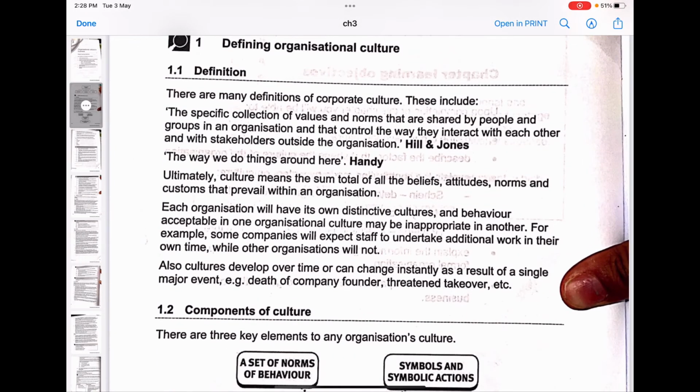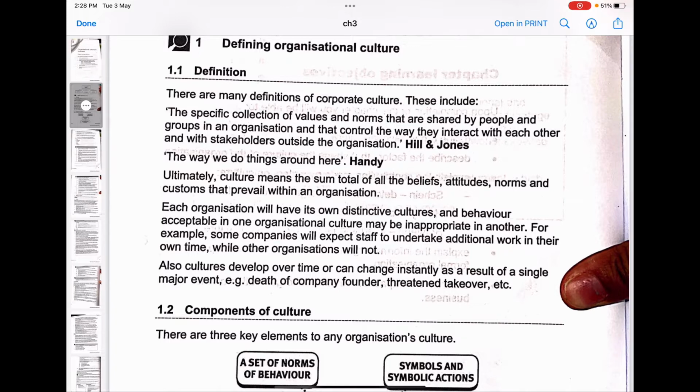So what is organizational culture? There are many definitions of corporate culture. These include the specific collection of values and norms that are shared by people and groups in an organization and that control the way they interact with each other and with stakeholders outside the organization. This is the definition given by Hill and Jones. The way we do things around here. This is given by Handy.